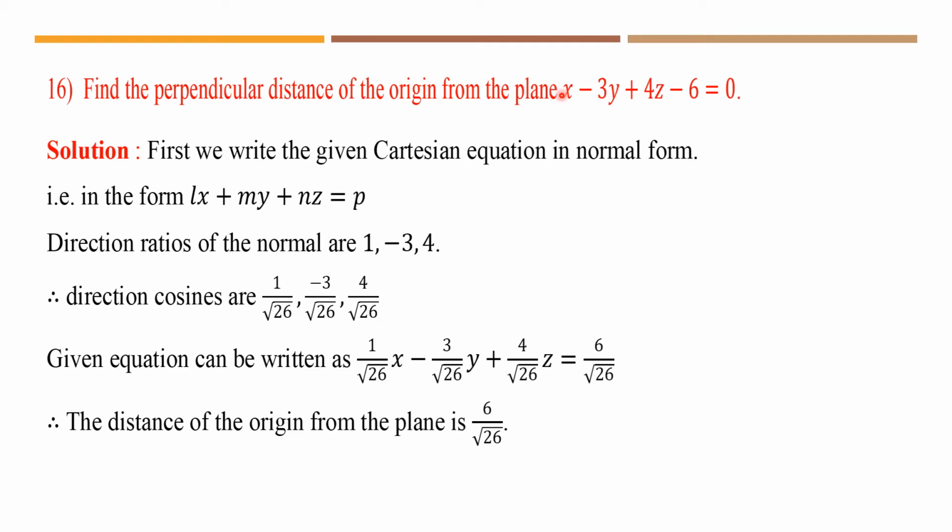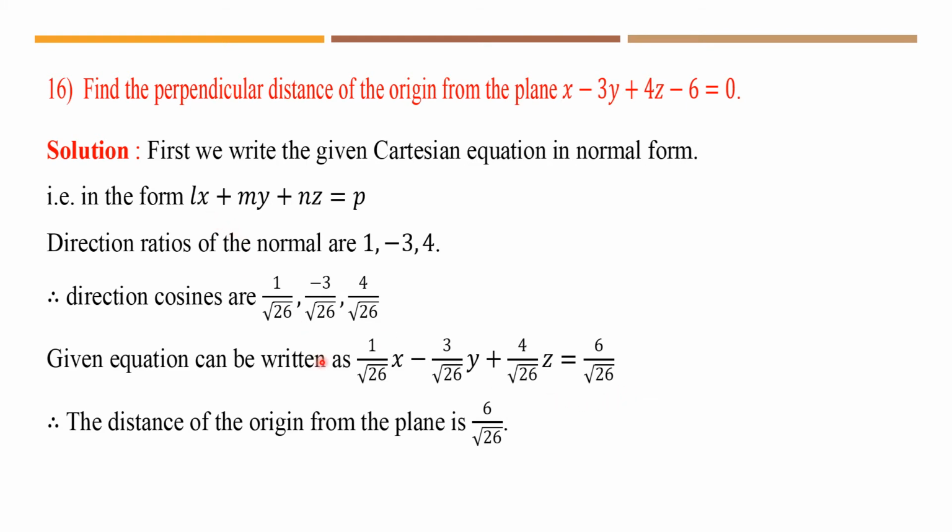Here the direction ratio is 1, the direction cosine is 1 divided by root of 26. Therefore, divide this equation throughout by root of 26. Hence, 1 divided by root of 26 into x minus 3 divided by root of 26 into y plus 4 divided by root of 26 into z minus 6; take it on the RHS and divided by root of 26 we get 6 divided by root of 26.